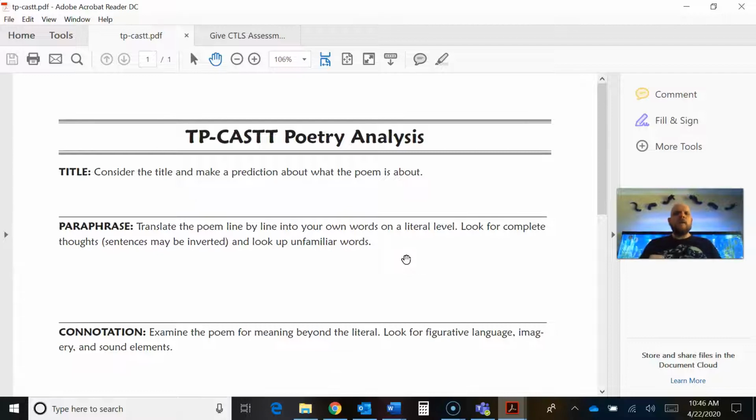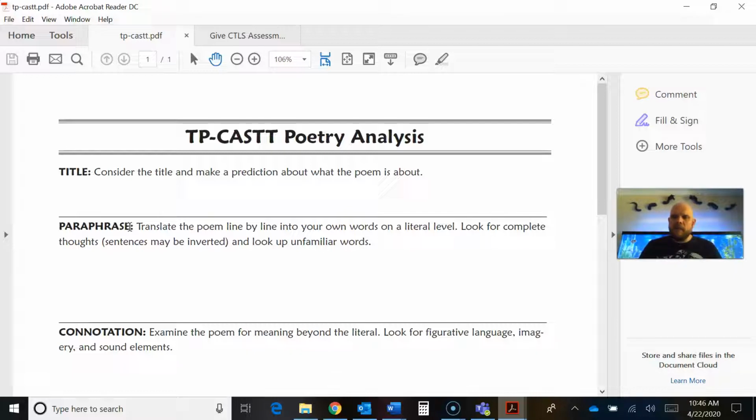Okay? So once you pick the poem, you want to look at the title. Consider the title. Make a prediction about what this poem is about. Okay? And then the next, you want to paraphrase it literally. This says, translate the poem line by line into your own words on a literal level. Okay? What is the poet literally saying?